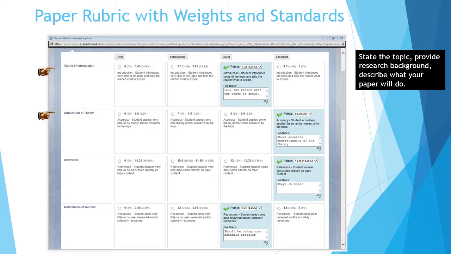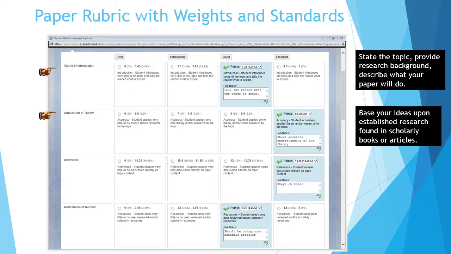The next category is the application of theory. All your papers that you'll be writing for your DBA classes will be based upon some theory or perhaps multiple theories. And so it's important that your paper demonstrate that you understand the theory and that you're accurately applying it in your paper. So in this particular case, I thought the paper did a pretty good job. It got the excellent category, received 9.5%, and it gave me the feedback of shows accurate understanding of the theory. That's what you're trying to demonstrate, is you really understand the theory that you're talking about.